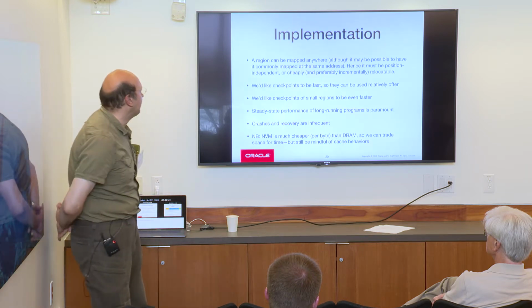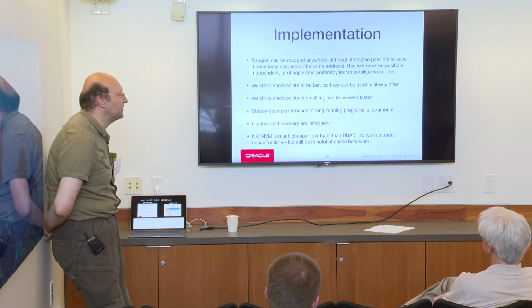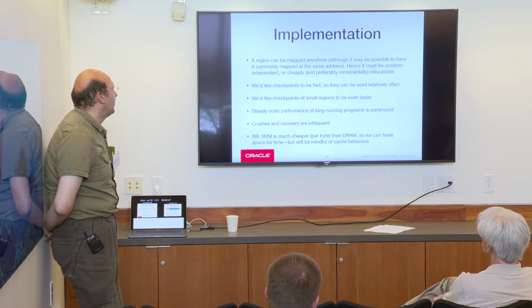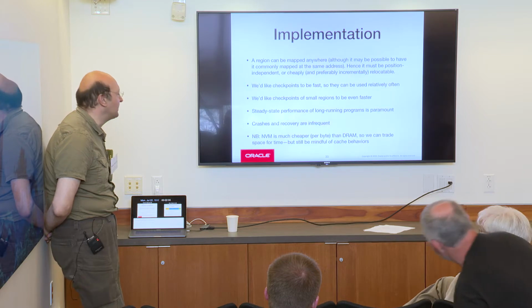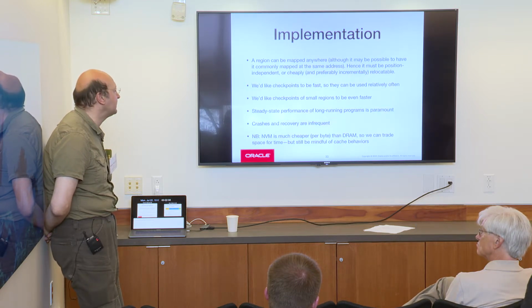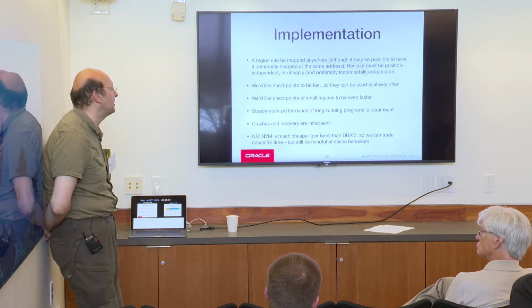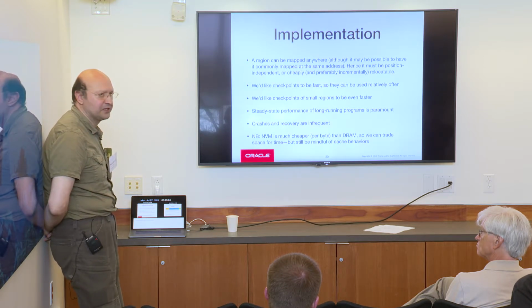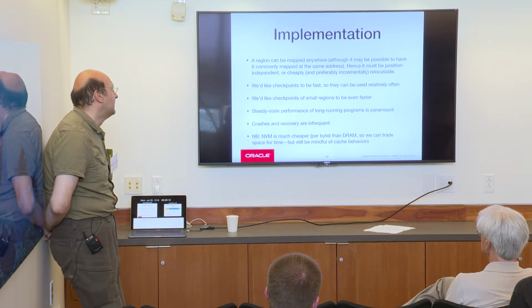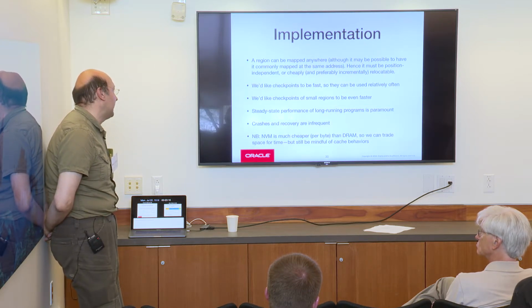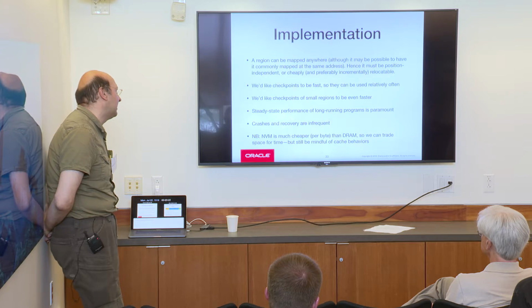So how would you implement this? Here's a sketch of an implementation which is in progress. One of the things you have to think about is that when you map the region, it could be mapped anywhere. You can ask for mapping at specific addresses from the OS, but in general, it's not a good idea to depend on that. So the region has to be position independent or relocatable. We've chosen to go for a position independent approach, again, following Bill's implementation of NVM Direct. We would also like checkpoints to be fast, so that they can be used relatively often. And if you checkpoint smaller stuff, you'd like that to be faster. So those are some desiderata for the implementation.